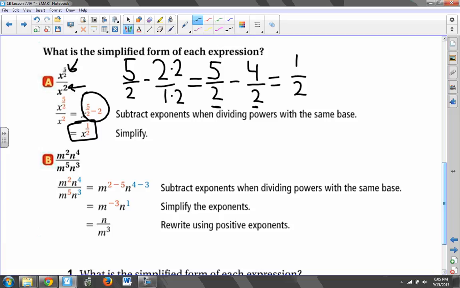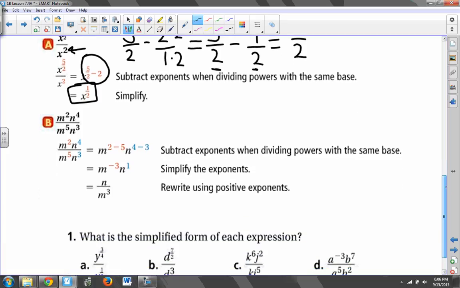Now in this next example, you'll see that we have m's and n's. Those are different bases, so we are not allowed to put them together, which means our answer should also have m and n both in it. So let's see what we do here in this example. The first thing that we're going to deal with is our m's. Again, we see m to some exponent on the top and m to some exponent on the bottom, 2 and 5 in this case. So all we're going to do right here is subtract the 2 and the 5. And we have 2 minus 5 gives us negative 3 down in the next step.